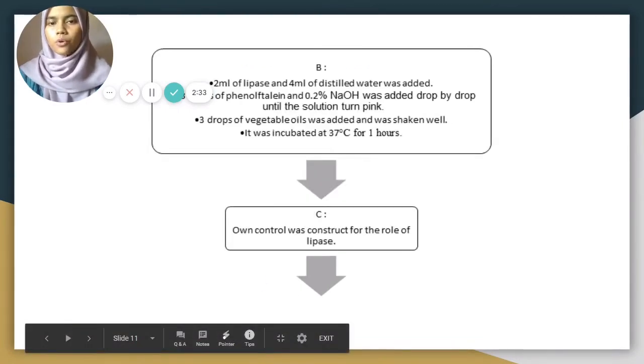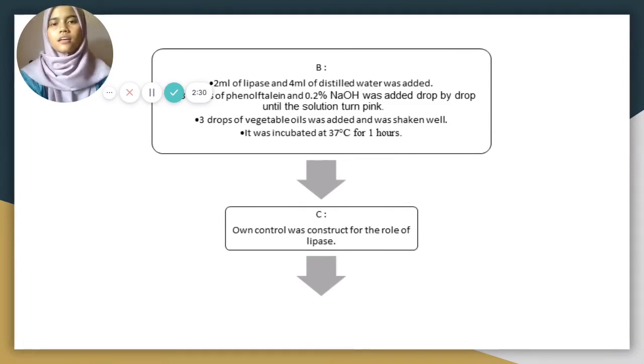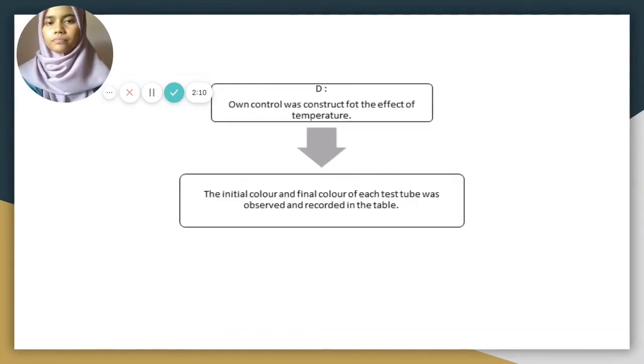Okay, for test tube B, it is the same as test tube A, but we don't put bile. For test tube C, we want to test the role of lipase, so we don't put lipase in test tube C, but the procedure is still the same. For test tube D, we want to know the effect of temperature, so we use a similar procedure as test tube A, but we put test tube D at room temperature.